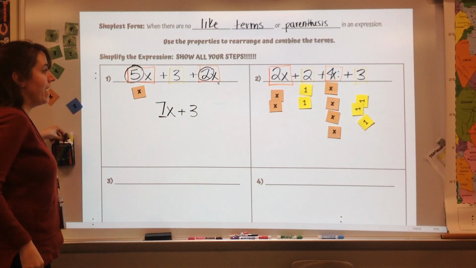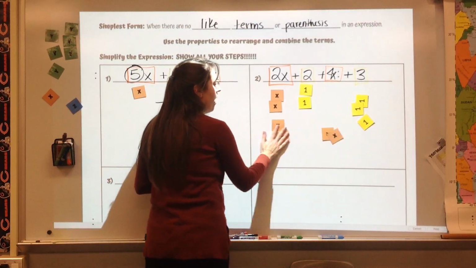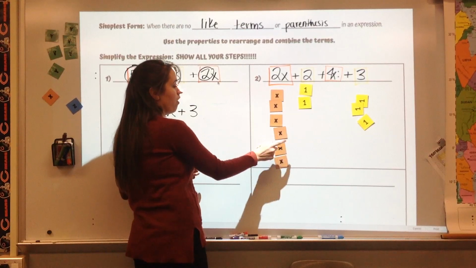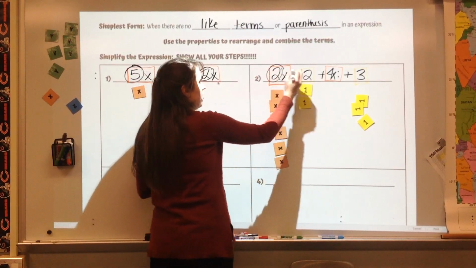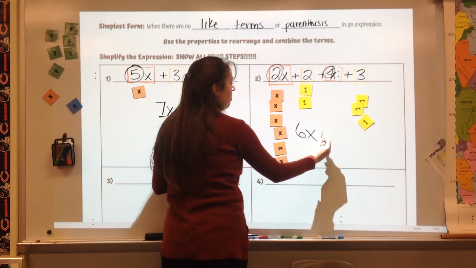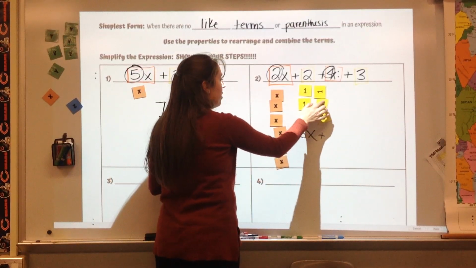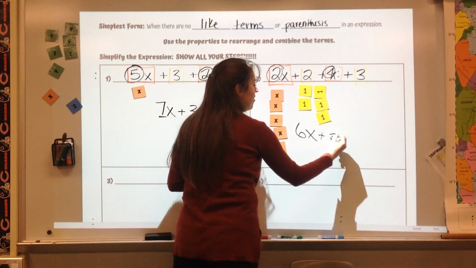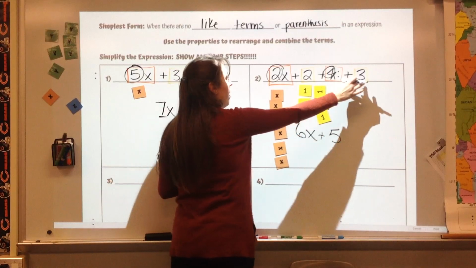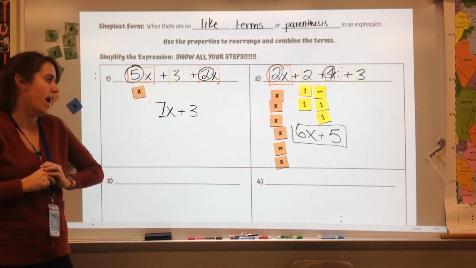So what can be combined here? Just like before, I have my 2 x's here. I can combine my 4 x's with those 2 x's. That gives me a total of 1, 2, 3, 4, 5, 6 x's, which is what we would get when we add our coefficients. So we have 6x plus, I have 2 1's here, which can be combined with the 3 1's over here to make a total of 5 1's or 5. So 2x and 4x make 6x, 2 and 3 makes 5. So our simplified expression is 6x plus 5.